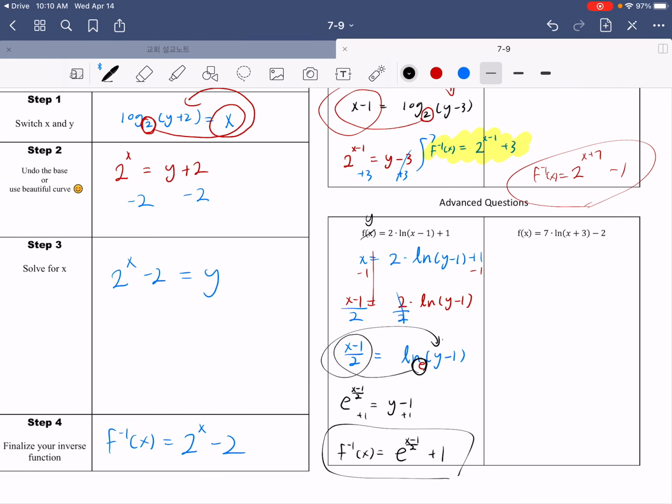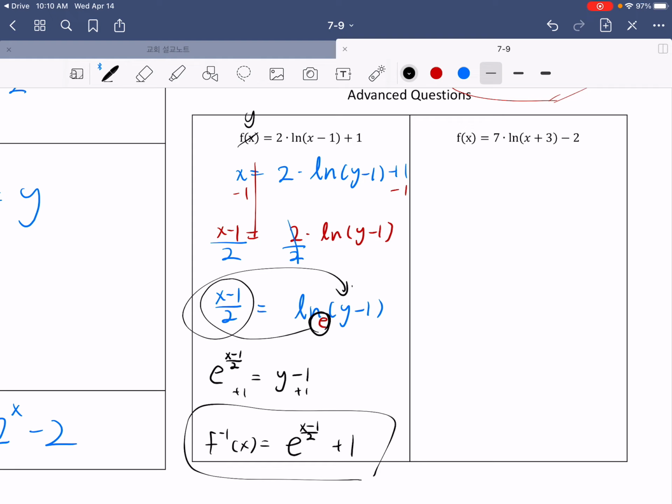So now try the question on the right by yourself. This one you should get e to the what? (x plus 2)/7 minus 3. That's what you're going to get, okay?